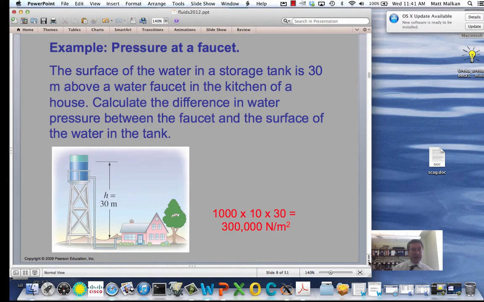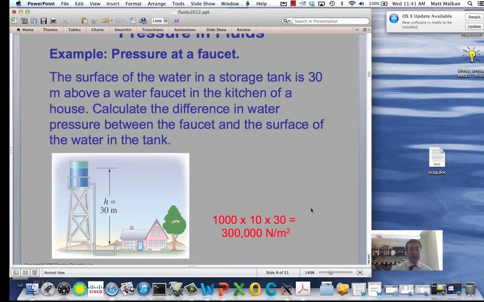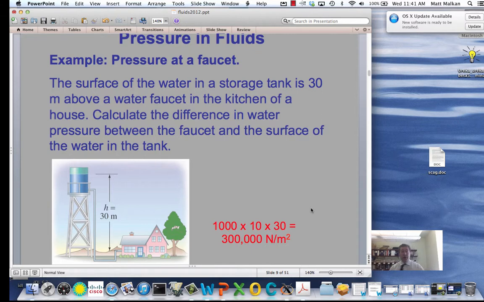So now let's see if we can actually solve a problem. This is not too complicated an example, but it captures a number of the important points.